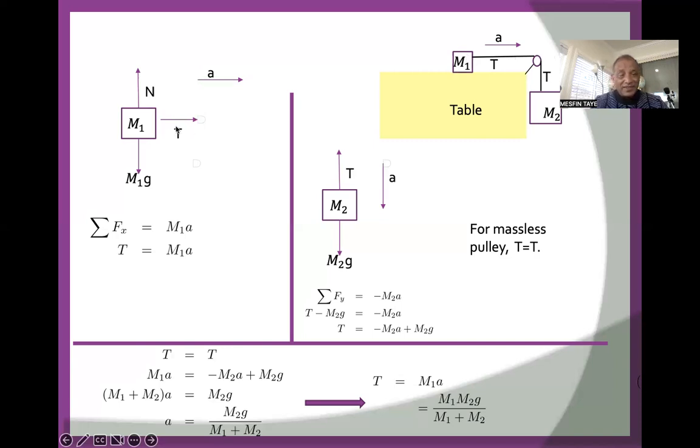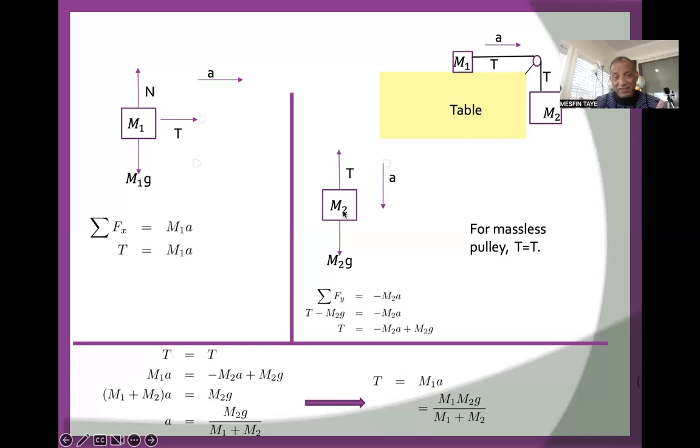And then I write Newton's law. I don't need Newton's law in y direction for now. Newton's law in x direction: sum of the forces is equal to mass 1 times acceleration. Acceleration is positive because the object is going to the right. How many forces do I have in x direction? Only tension. Tension is equal to M1A. That's it. Now remember, the pulley is massless, so tension here is the same as tension here.